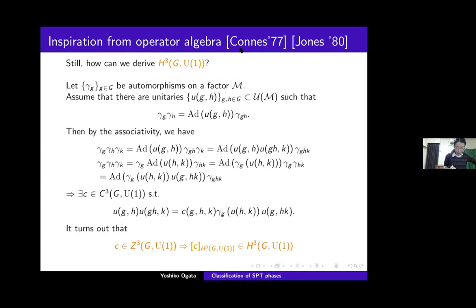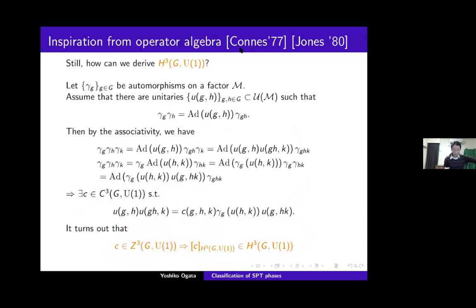In their setting, they consider a set of automorphisms of a factor. A factor means a von Neumann algebra with a trivial center. And they consider automorphisms satisfying this kind of condition. Using associativity, we can derive that there is some phase factor satisfying this relation with this given U. It's a very basic calculation, but I skip it because I don't have time. And it turns out this phase satisfies the three cocycle relation, and like this we get some third cohomology class.